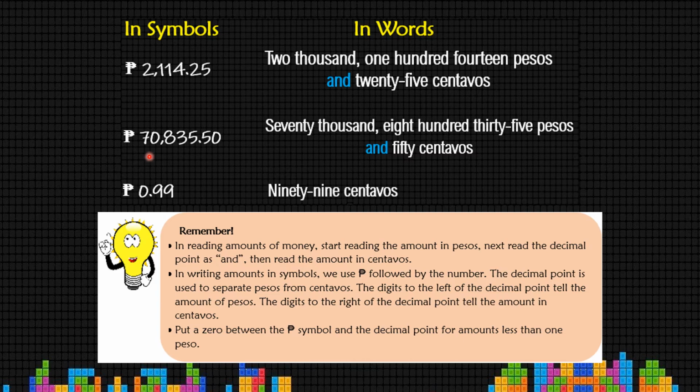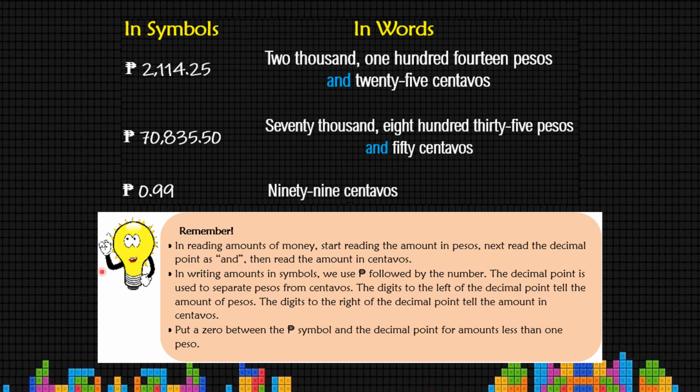Second, 70,835 pesos and 50 centavos. And the last one is 99 centavos. Since there is no value in pesos, we just read the amount as 99 centavos.